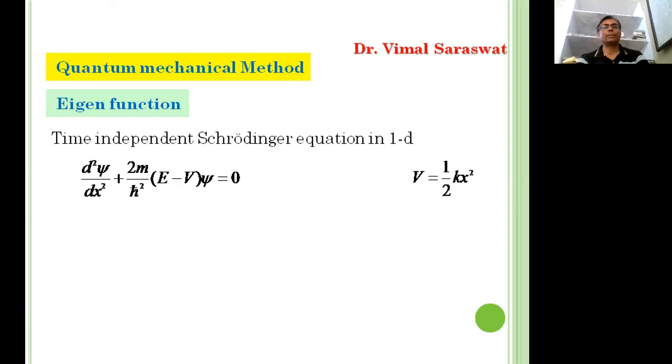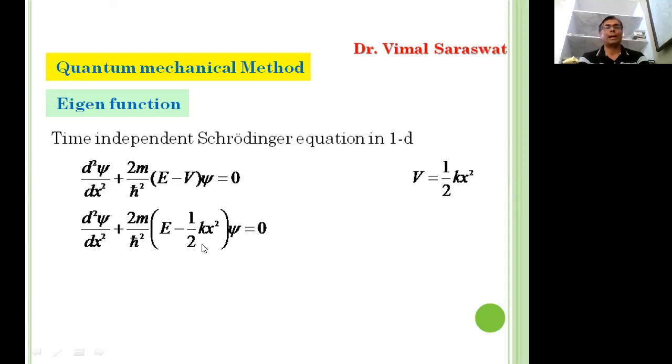In the case of the simple harmonic oscillator, the potential energy is given by half kx square. So if we substitute the value of V, then the equation will be d2 psi by dx2 plus 2m upon h cross square (E minus half kx square) psi equals 0. This 2 and 2 will cancel out. So the equation becomes d2 psi by dx2 minus mk by h cross square x square psi equals minus 2mE upon h cross square psi.